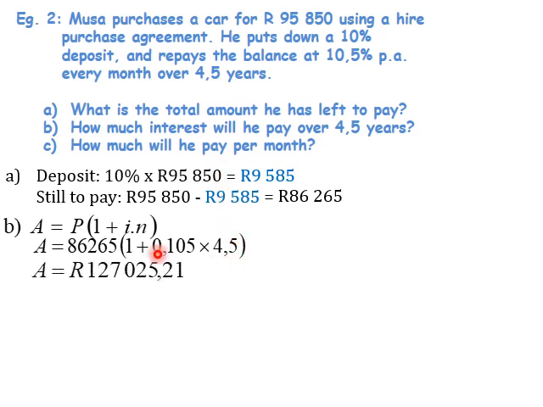So this 86,000 grew because we multiplied it by a bracket. It grew to 127,000. So that's how much he's paying in total, right? So the interest paid is the difference between the two amounts, because you are paying a larger amount in total. Why is this thing larger than the original 86,000? Because they added interest, right?